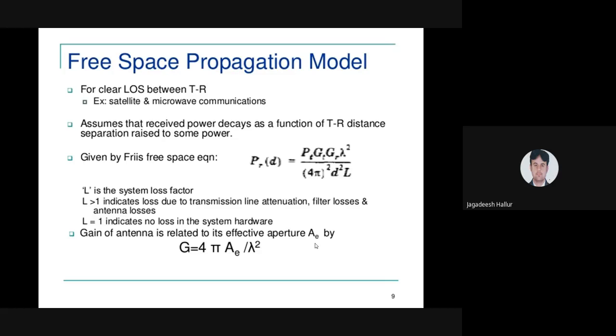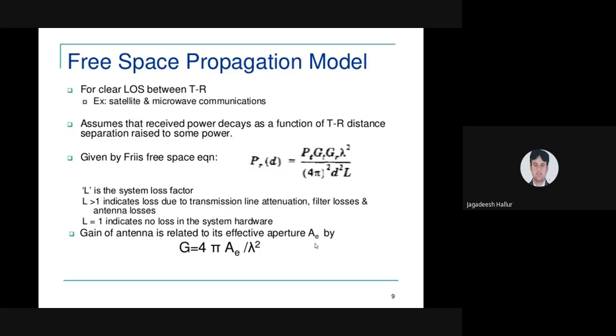The gain of antenna is related to the effective aperture, that is denoted by A subscript E, effective aperture. Write down this, all the equations. Based on that, a number of numericals will come. The gain of antenna is related to its effective aperture AE, and is given by G equals 4 pi AE divided by lambda square.